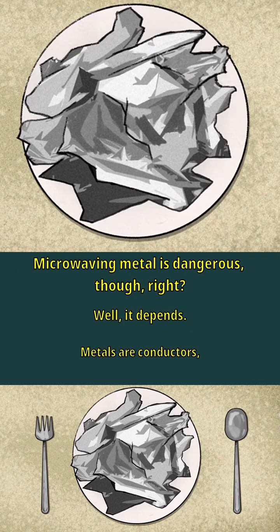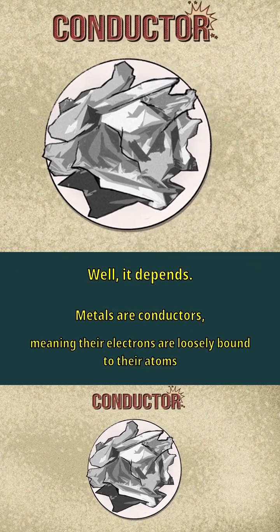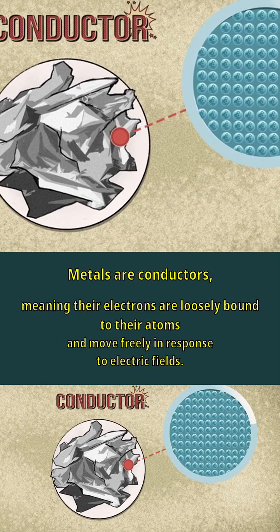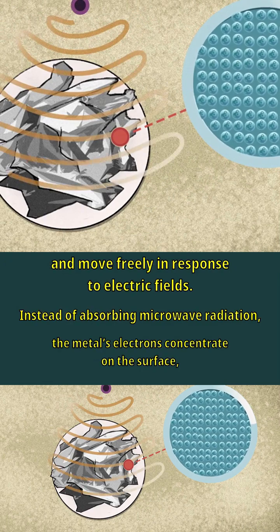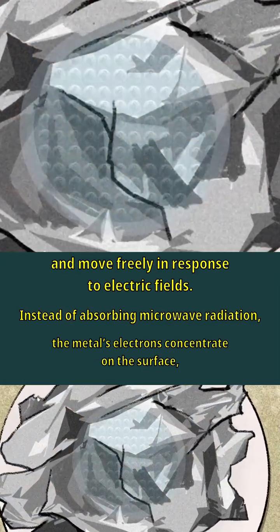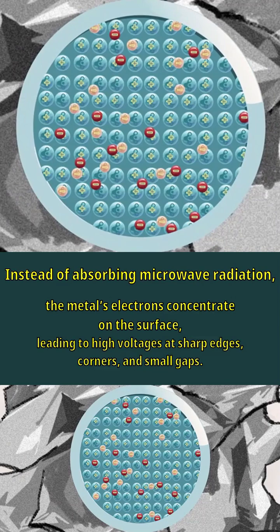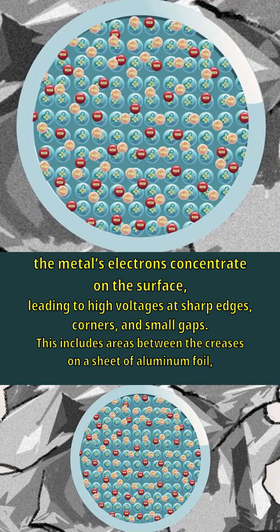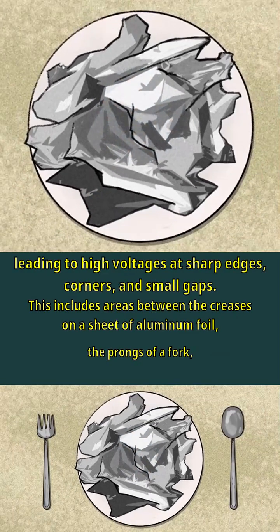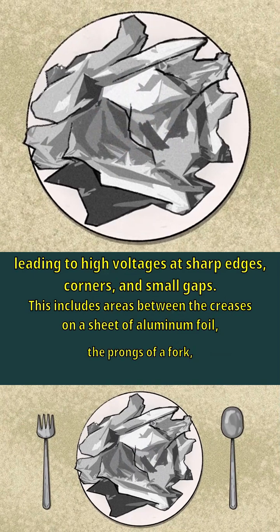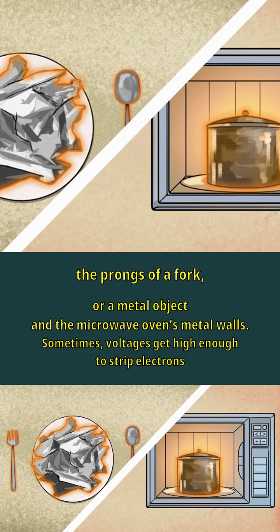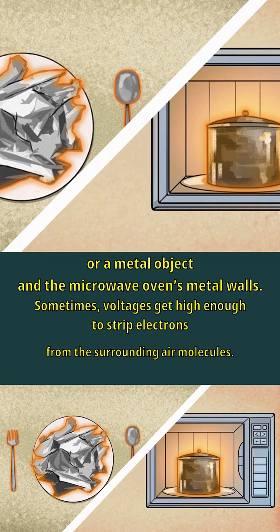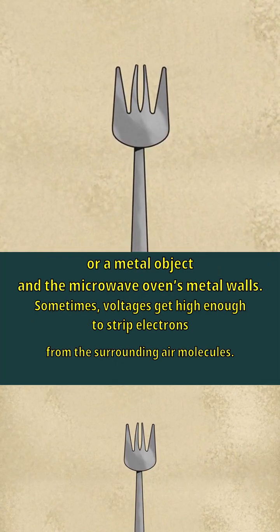Microwaving metal is dangerous though, right? Well, it depends. Metals are conductors, meaning their electrons are loosely bound to their atoms and move freely in response to electric fields. Instead of absorbing microwave radiation, the metal's electrons concentrate on the surface, leading to high voltages at sharp edges, corners, and small gaps. This includes areas between the creases on a sheet of aluminium foil, the prongs of a fork, or a metal object and a microwave oven's metal walls.